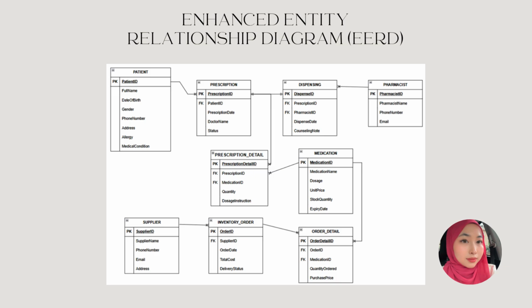The last one is the stock and supplier module. The medication entity tracks the current medication quantity remaining. When the stock is low, the system will generate a new order under the inventory order entity to the selected supplier, where the detail of each medicine item ordered will be recorded in the order detail. Overall, the structured database design guarantees data integrity and prevents any loss of operation information in the pharmacy.